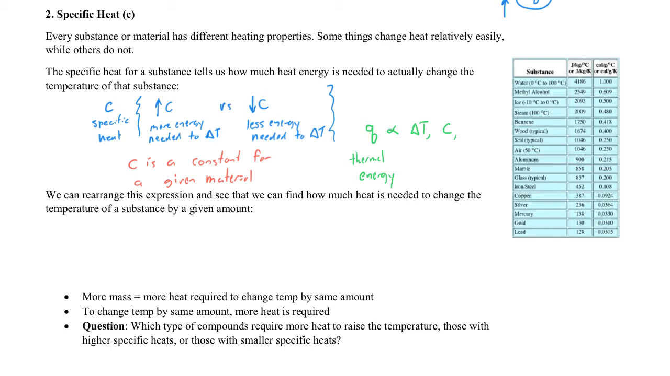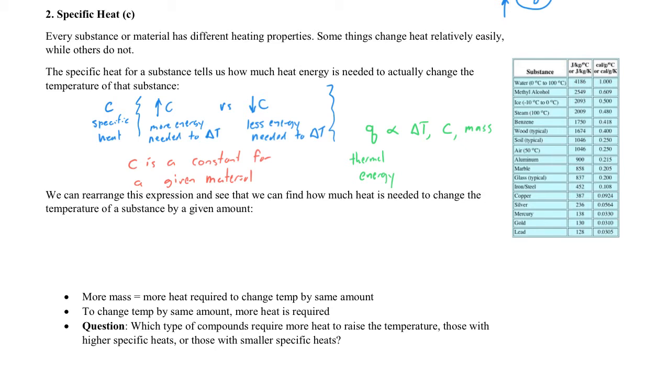Well, that's right. What about its mass? Wouldn't it take more energy to change the temperature of something where we have, say, 100 grams of it versus if we only had, say, 10 grams of it? More stuff means we need more energy to change its temperature. So the energy necessary to change the temperature of a substance is also directly proportional to its mass.